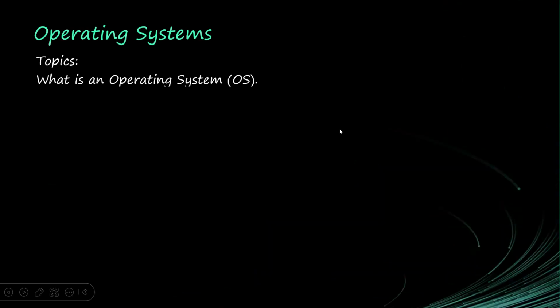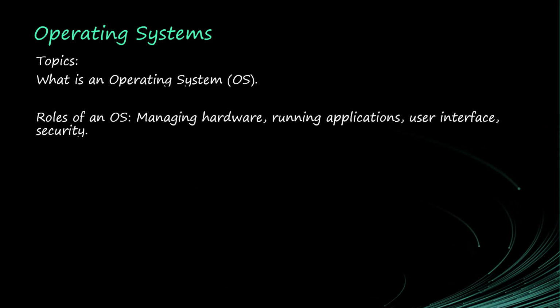We'll be talking about what an operating system is. We'll talk about the roles of an operating system in terms of managing hardware, running applications, user interface, and security. We would also talk about examples of operating systems.